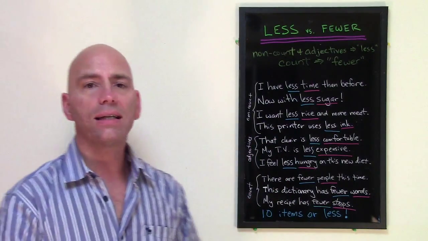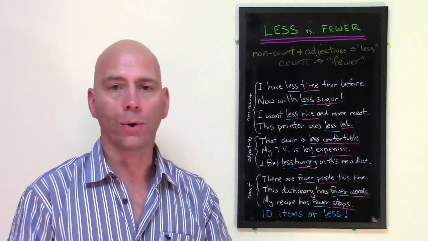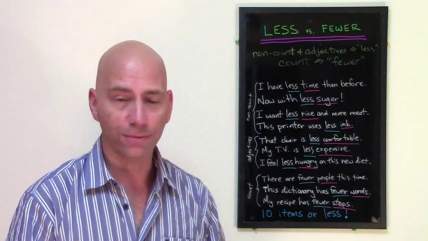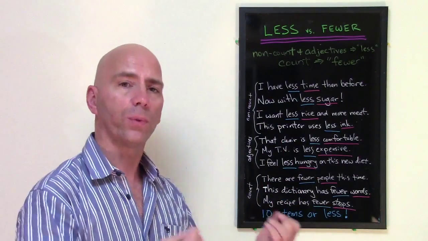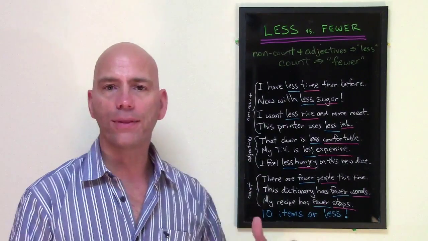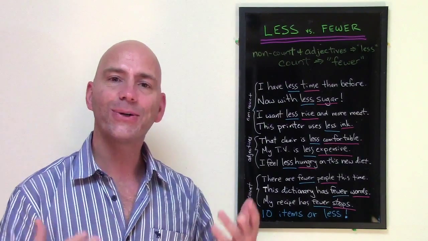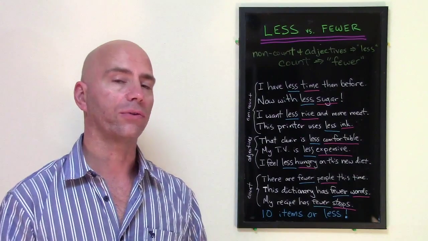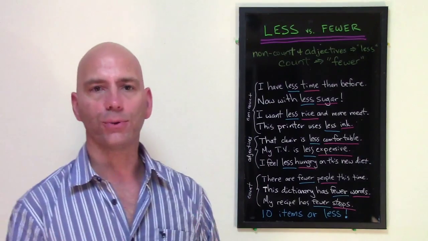My TV is less expensive. Maybe less expensive than that one, or less expensive than yours, but my TV is less expensive. Again, expensive is an adjective. We use the word less. I feel less hungry on this new diet. Great, it's a good diet. So this person feels less hungry. Okay, hungry is not a noun, it's an adjective. So I feel less hungry on this new diet.